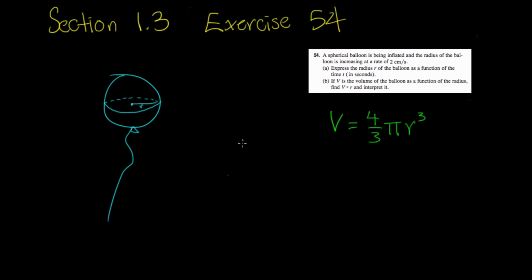Alright, so part A says express the radius r of the balloon as a function of the time t in seconds. So this is not too difficult.